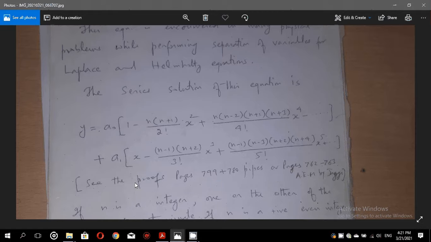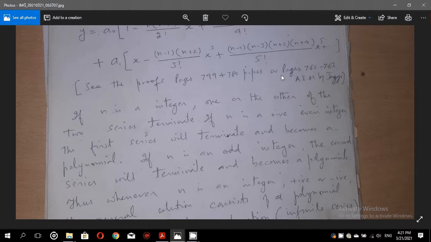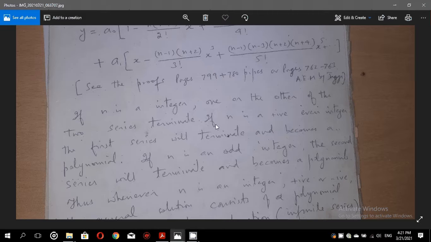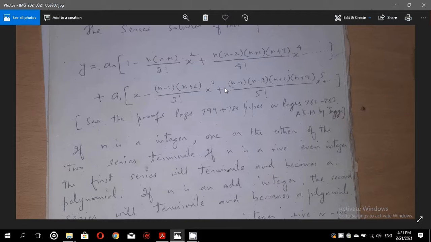Now if you look at this solution carefully, there are two parts here, both are infinite, but at one time n can be odd or n can be even. So if n is an integer, one or the other of the two series will terminate. For example, if n is a positive even integer, then the first series will terminate because this contains the even powers of x.